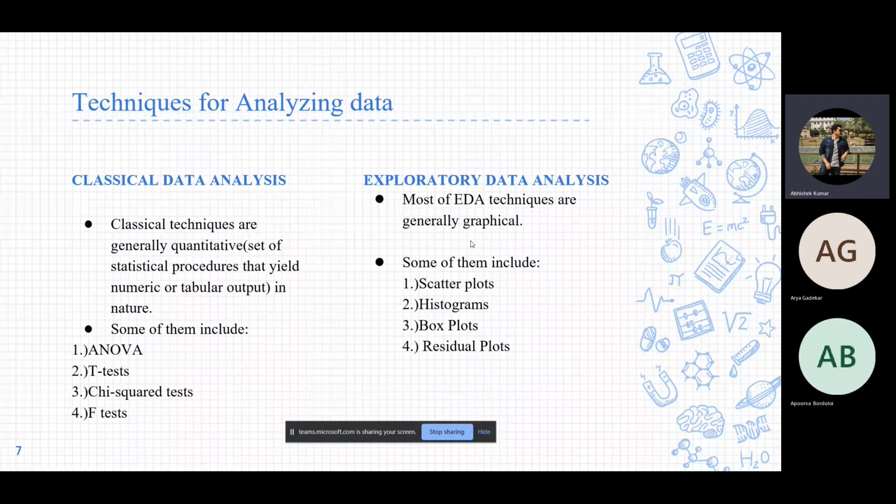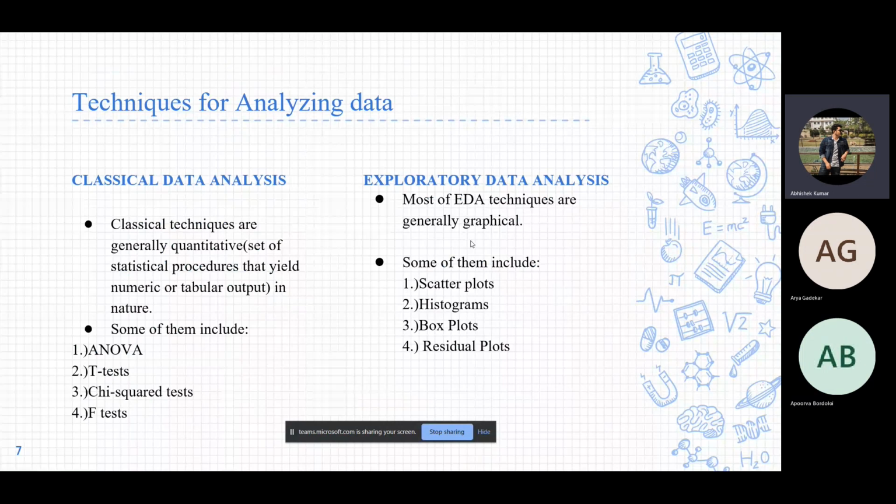Whereas in exploratory data analysis, most of the techniques are graphical, which gives us a clearer and more accurate view of the data that we are going to analyze. Some of them include scatter plots, histograms, box plots, and residual plots.